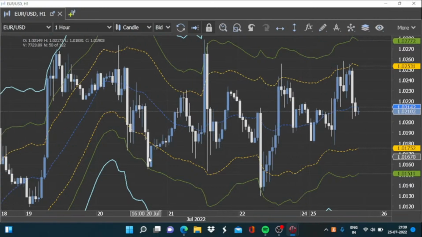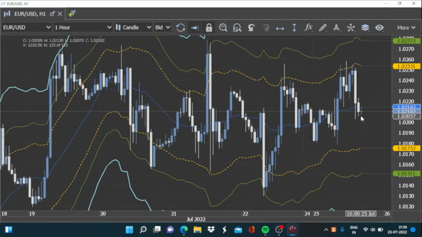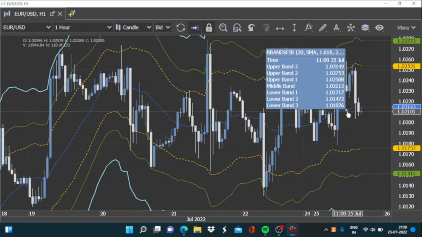All right. So its use is to give us a measure of the volatility. We can utilize this middle band as a trend determining factor.